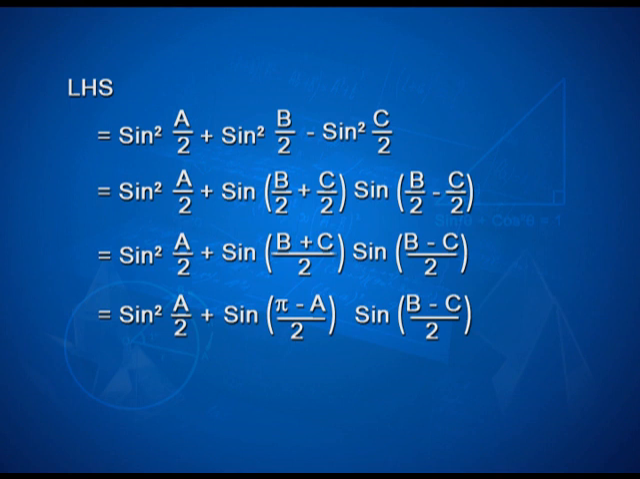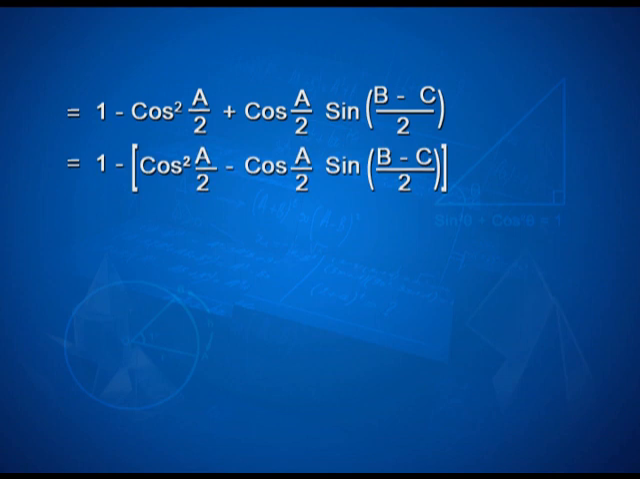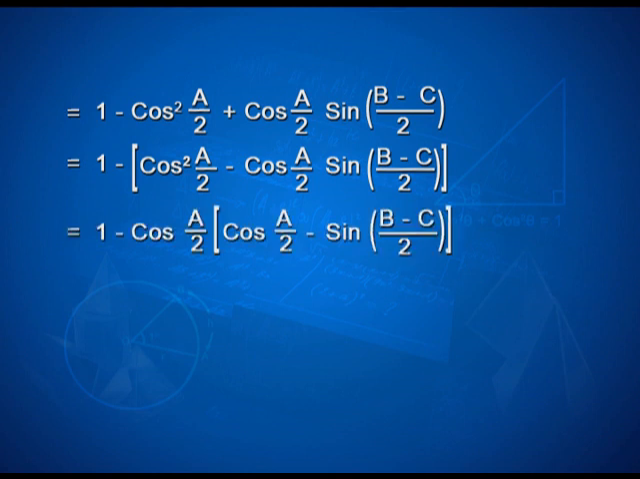I hope you understand how I have written B plus C upon 2 as pi minus A upon 2, because A plus B plus C is equal to pi, as we are given in the question. That is equal to 1 minus cos square A upon 2 plus cos A upon 2 into sin B minus C upon 2. Now, taking 1 minus cos square A upon 2 plus cos A upon 2 into sin B minus C upon 2, we can express this as 1 minus cos A upon 2. Taking cos A upon 2 common, we could write this as cos A upon 2 minus sin B minus C upon 2.